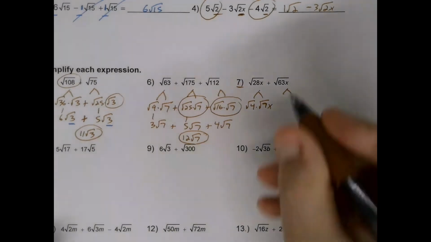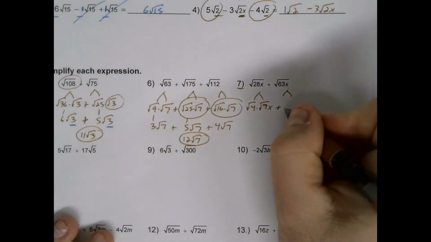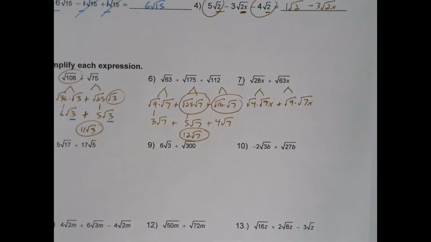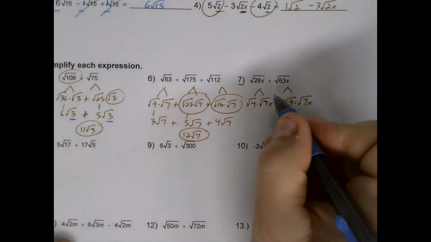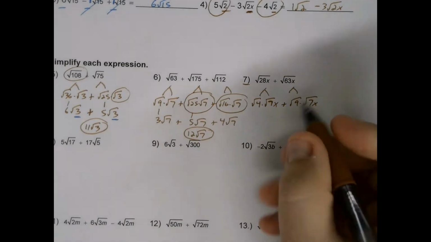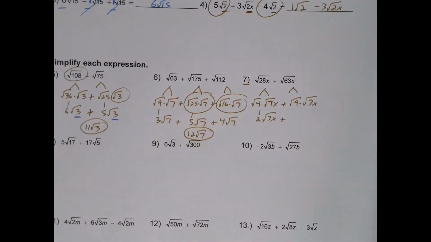All right, 63, we've seen that one before, right? What two factors go into 63? 9 and 7. So it's root 9 times root 7x. All right, so let's focus on one piece at a time here. What's this root 4 become? 2 root 7x, right? And what's this root 9 become?